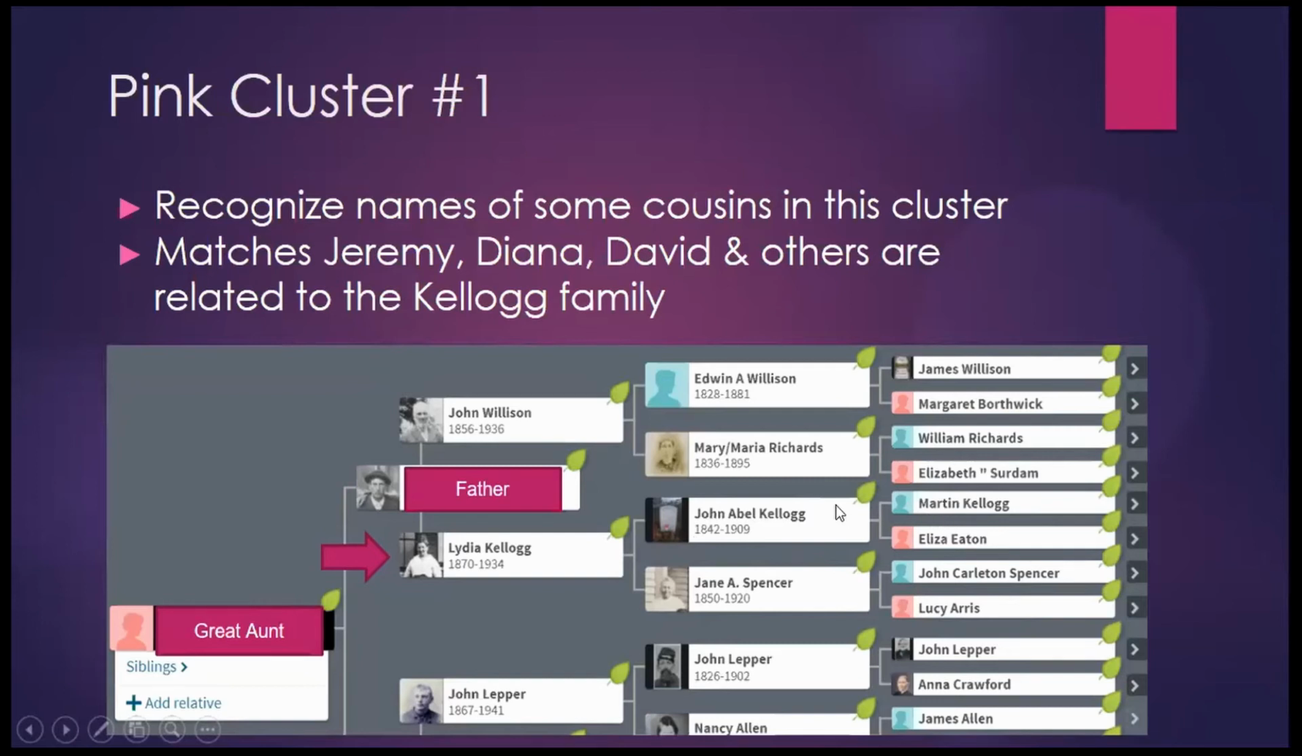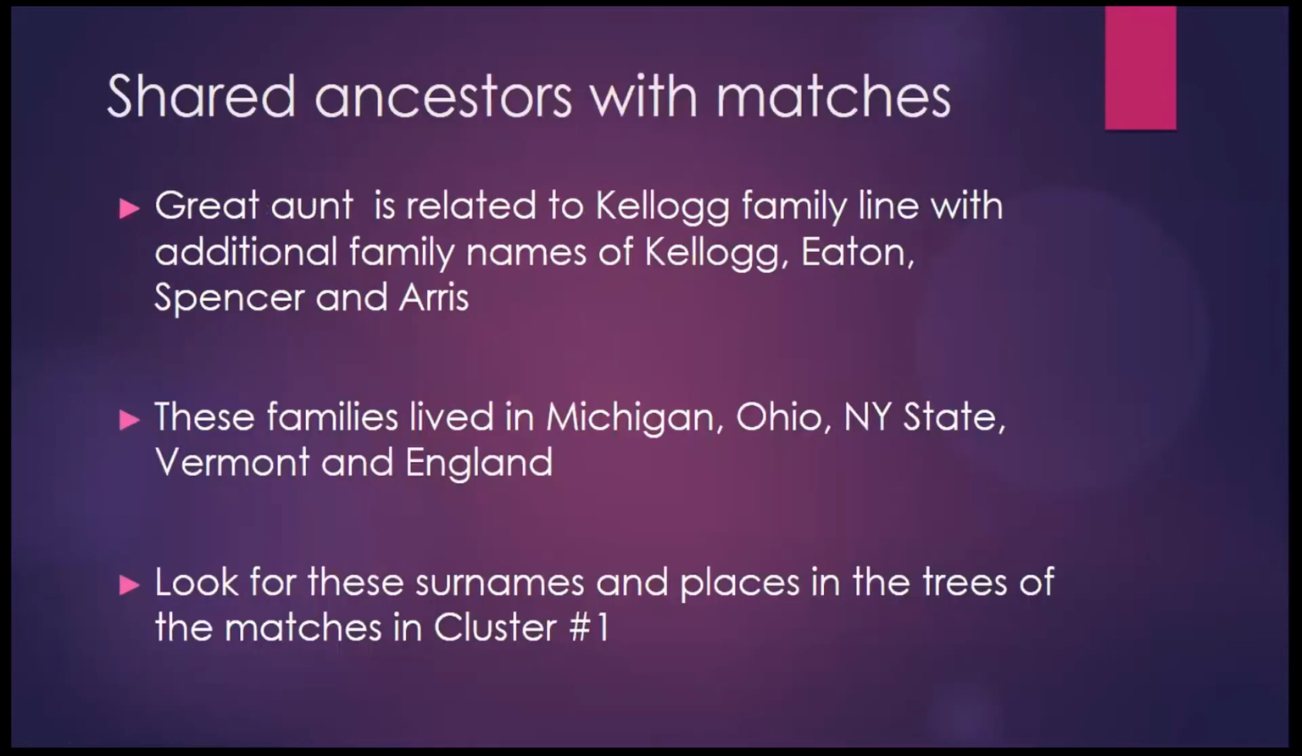We want to keep this whole branch of our tree in mind as we start going through the cluster and looking at the trees. Like I said, we're going to focus on the names Kellogg, Eaton, Spencer, and Ayres. We also want to focus on the places where these families lived. They all eventually ended up in Michigan, but they got there by way of Ohio, New York State, Vermont, and England. So those places are important too. If I see a bunch of people in this cluster who are from England, I might say maybe they're from the Ayres side of the family, because the Ayreses were from England.